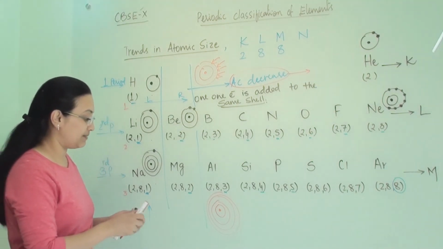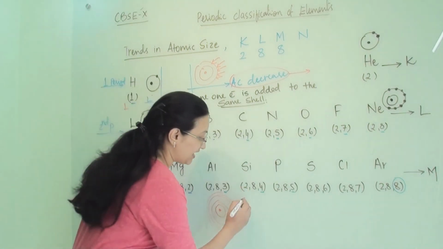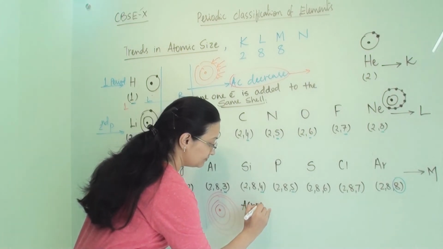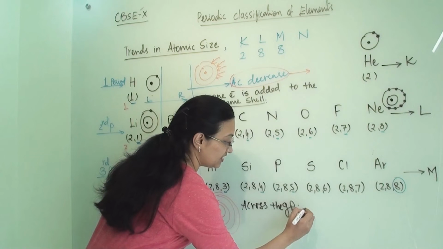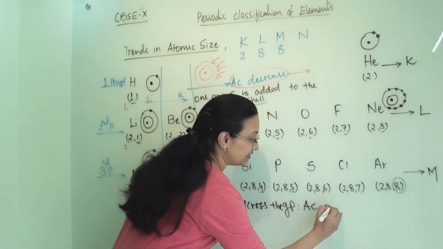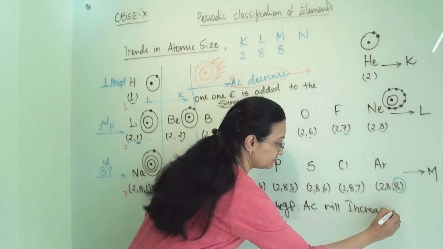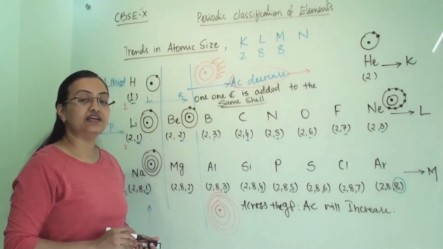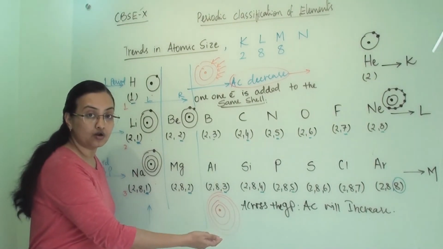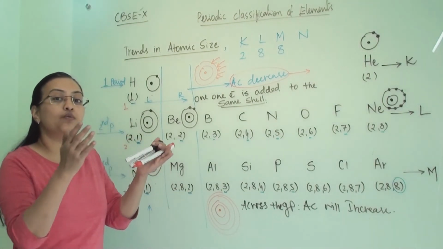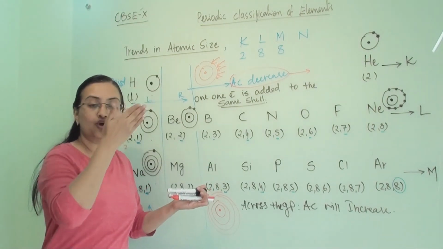Now what will happen here? As we go from top to bottom, or across the group, the atomic size will increase. Why will the atomic size increase? Because we keep adding orbitals. So the distance from the nucleus will increase continuously as we go from top to bottom.